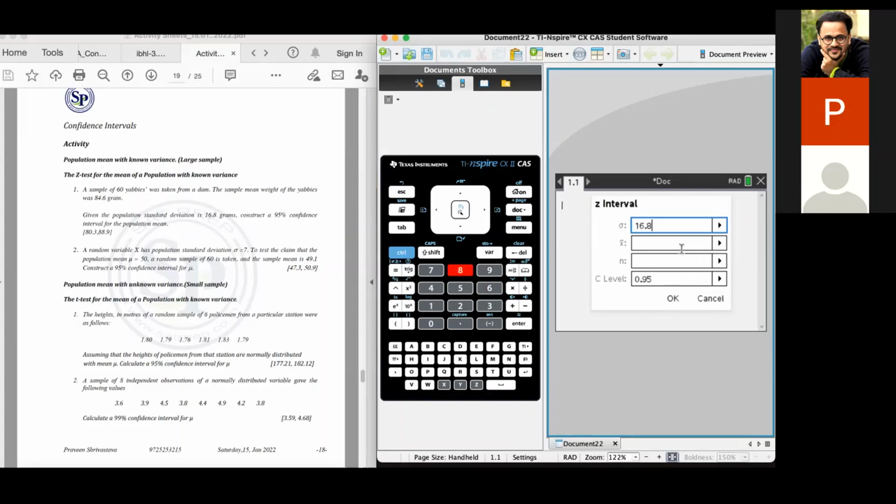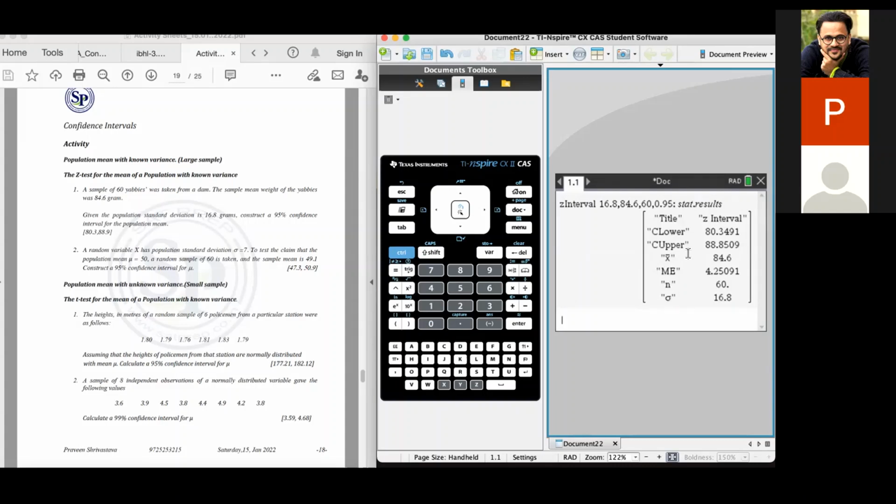16.8. The X bar mean they have given you here, this is 84.6. Your sample size is 60 here. And they are looking for a 95% confidence interval. So you can click here and then you get 80.34 and 88.85. So this way you can find out the confidence interval. This is the case when the sample size is large, so we are using the Z test.